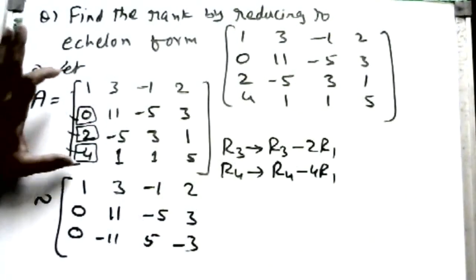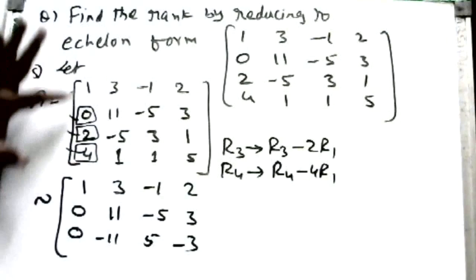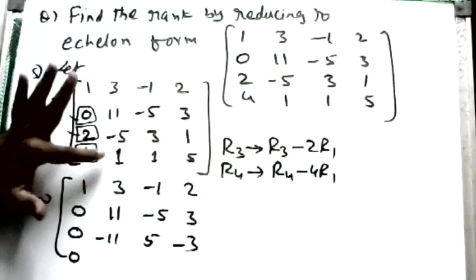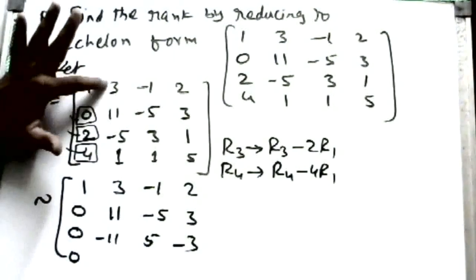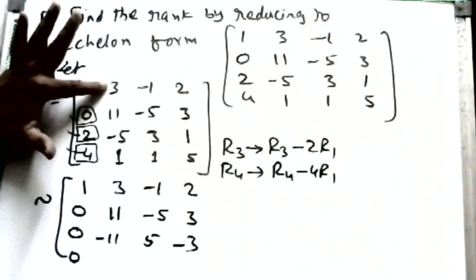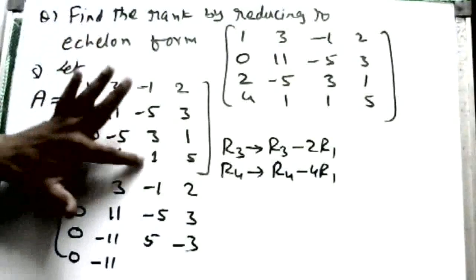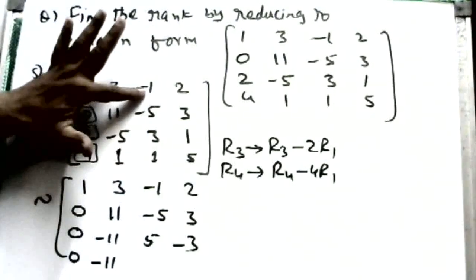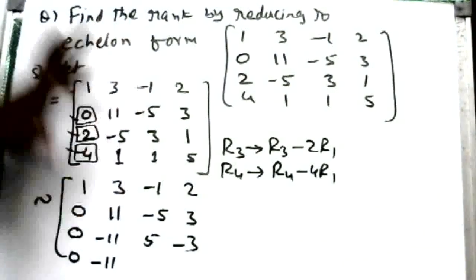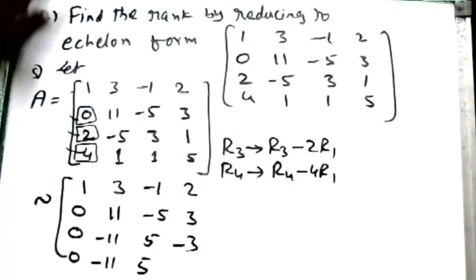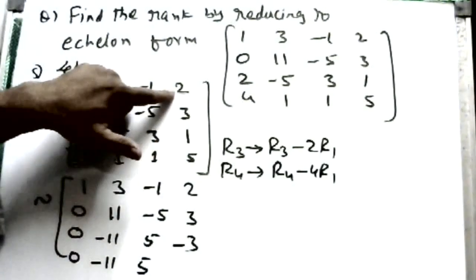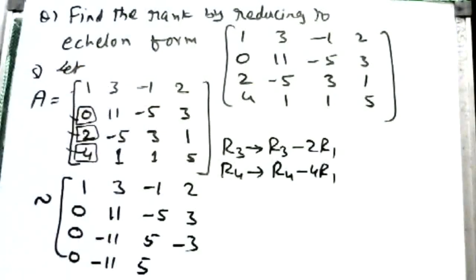In the same way, R4 minus 4R1. 4 ones are 4, 4 minus 4, 0. R4 minus 4R1: 4 threes are 12, 1 minus 12 is minus 11. Next one, R4 minus 4R1: minus into minus as plus, 4 ones are 4, 4 plus 1, 5. R4 minus 4R1: 4 twos are 8, 5 minus 8 is minus 3. So we finish the first step.